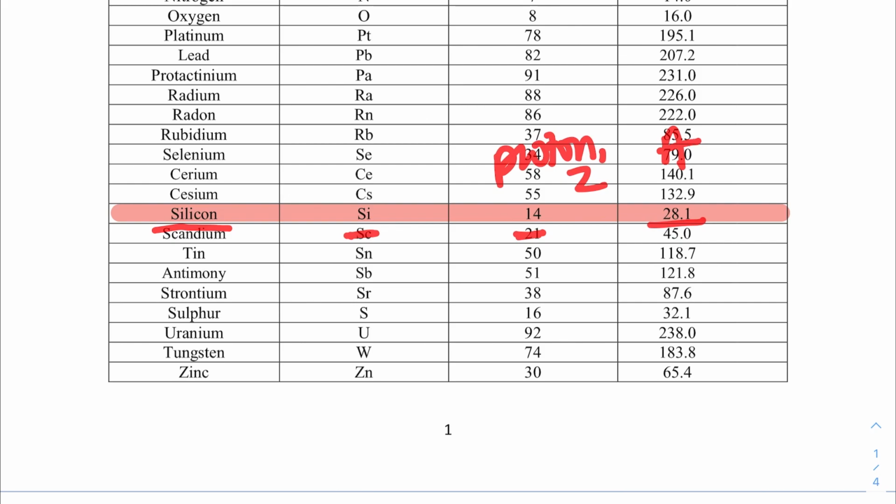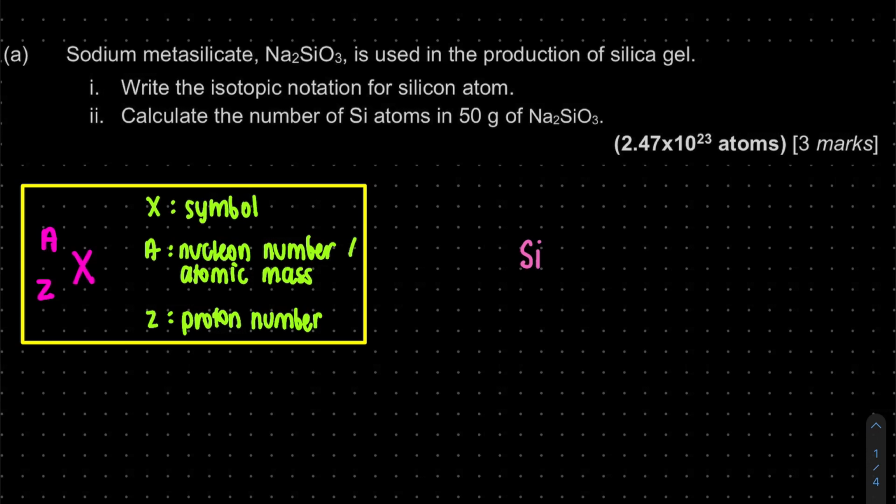So Z is 14, A is 28.1. We know that our Z is 14, and my nucleon number or atomic mass is 28.1. So I'm just going to write down here 28.1. So here is how to write down the isotopic notation for question number 1.